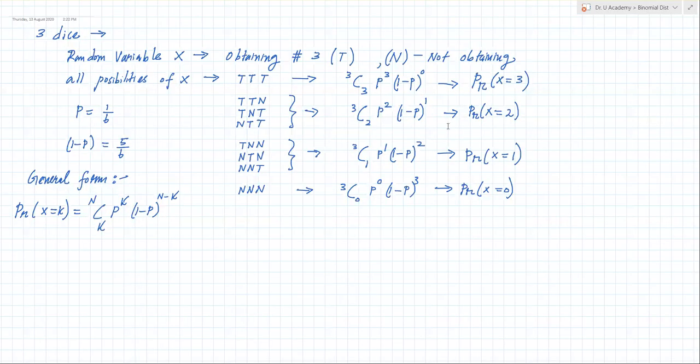Now you can see probability of obtaining 3 times. So now what is this X? X is defined as obtaining 3. That is it. Obtaining number 3. So how do you pronounce it? Probability of obtaining 3 times. So that is how you understand the given question.